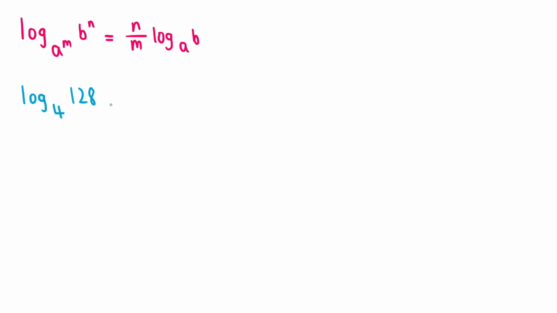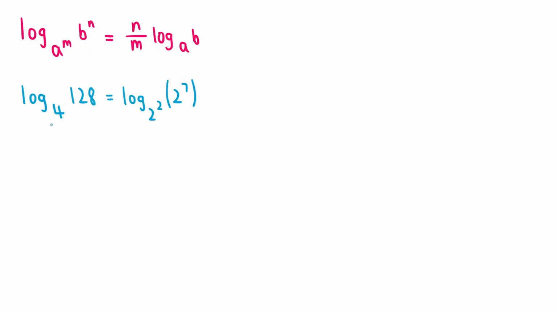Let's say we have an expression like log base 4 of 128. Both the base and the argument, which is the top part of the logarithm, or the 128 in this case, are quite clearly powers of 2, so it wouldn't be too hard to work out the exact rational value of this logarithm. But we can use the extended power rule to make it a little more clear.